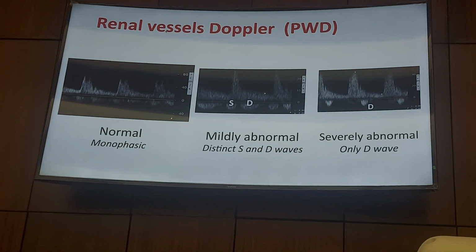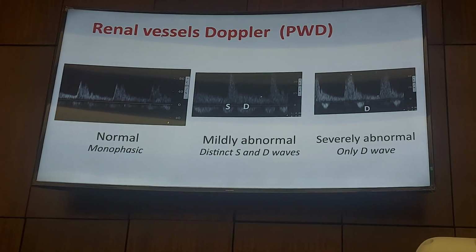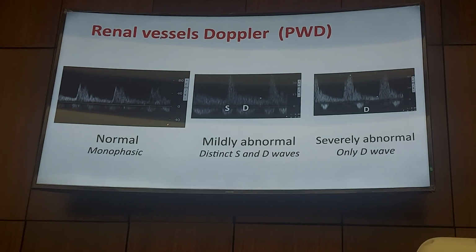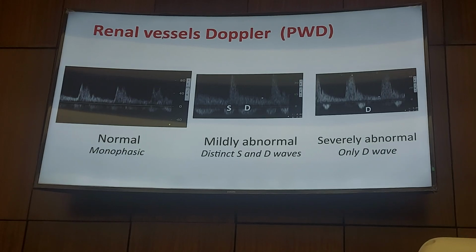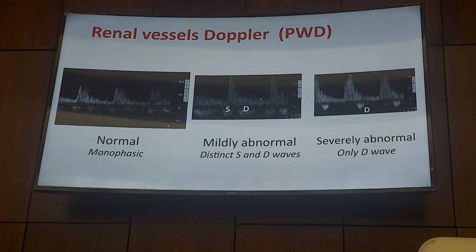We don't need to assess the artery. It is not part of the protocol. I only want to see the vein, which is below the baseline. The renal vein behaves almost similar to the portal vein. So the normal renal venous flow should be non-pulsatile and continuous.